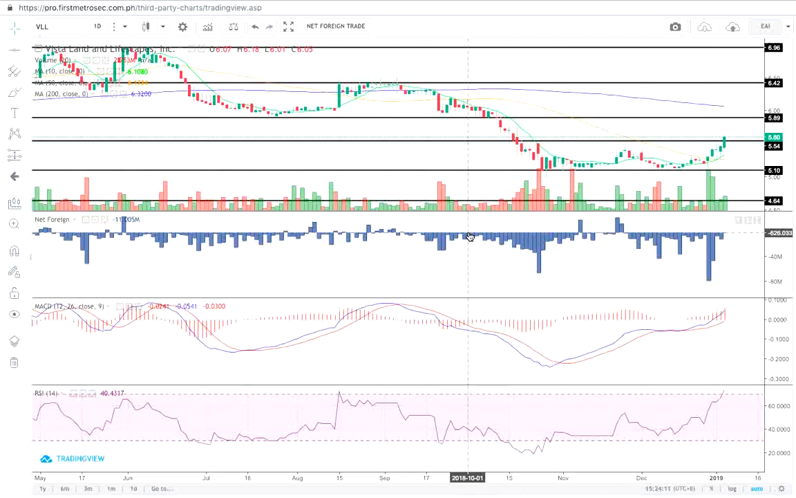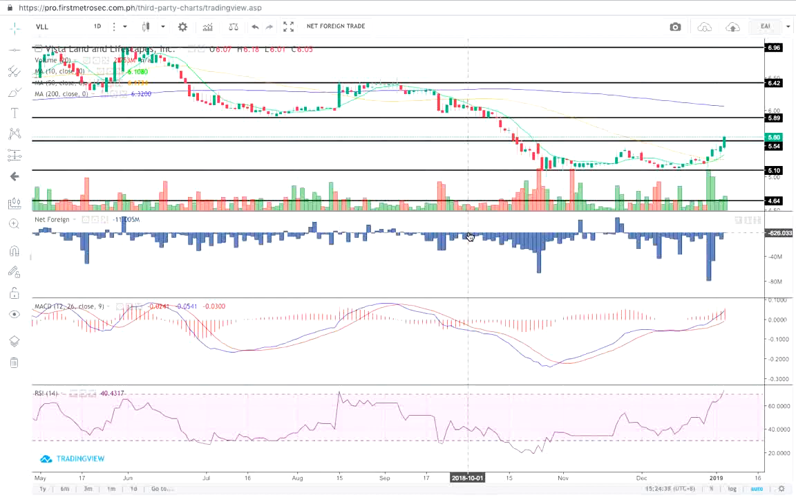So, let's say you have a 1 million portfolio size. Let's say the size of your portfolio is roughly 1 million pesos. I would advise that you should only allocate 20 to 25% of your portfolio's total size to a particular stock, to any stock actually. 20 to 25% only.